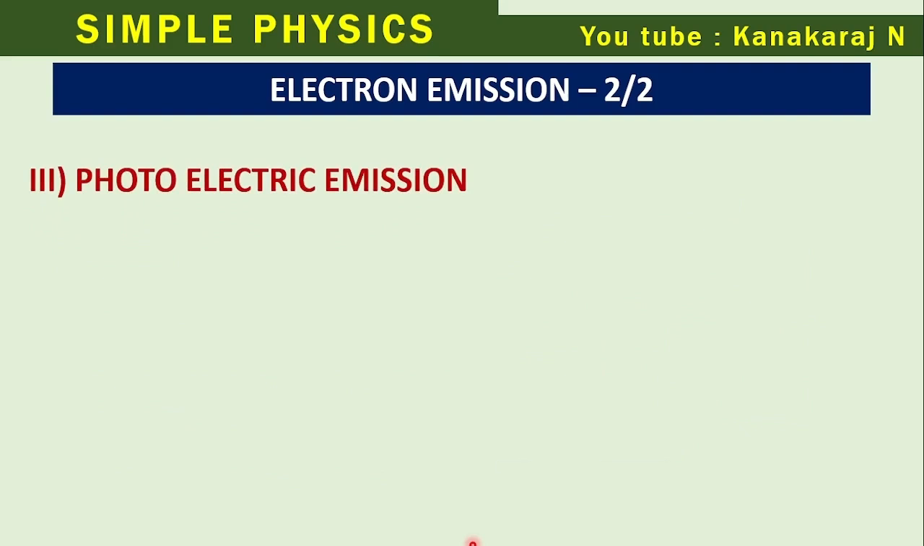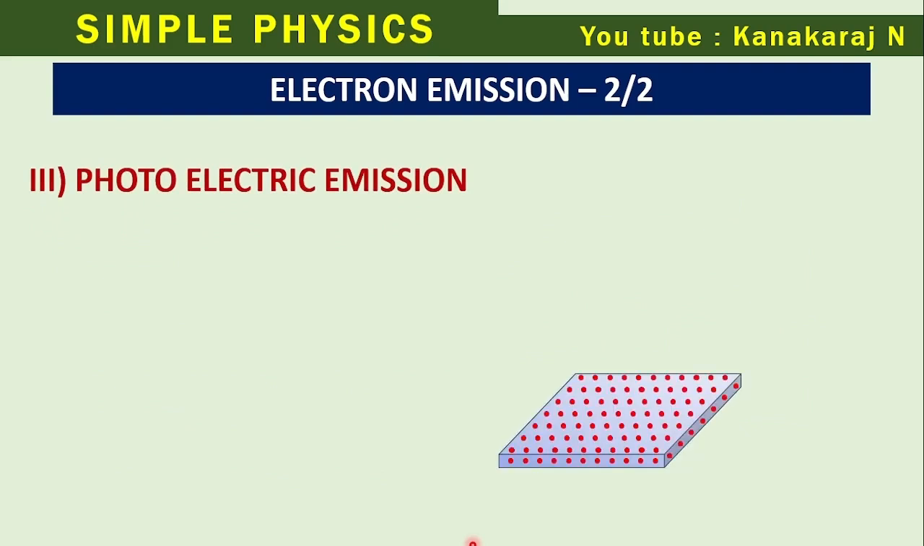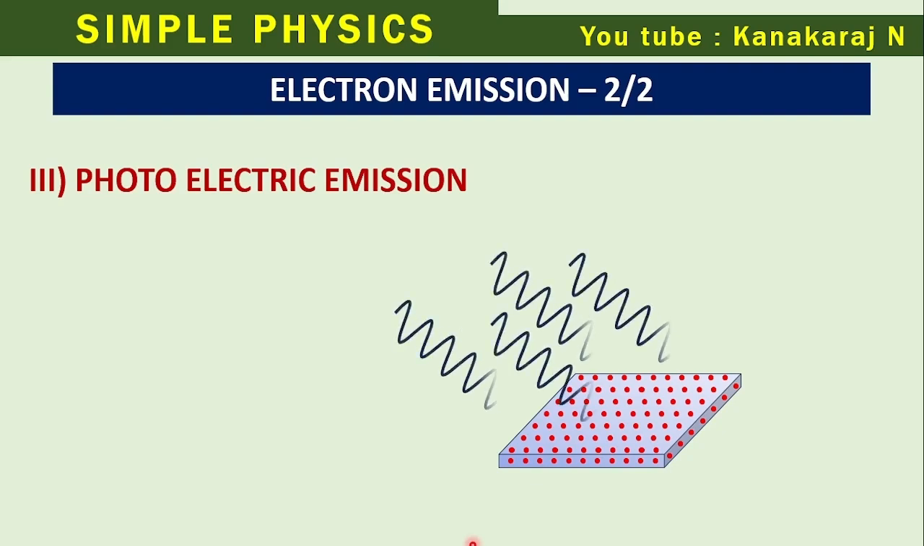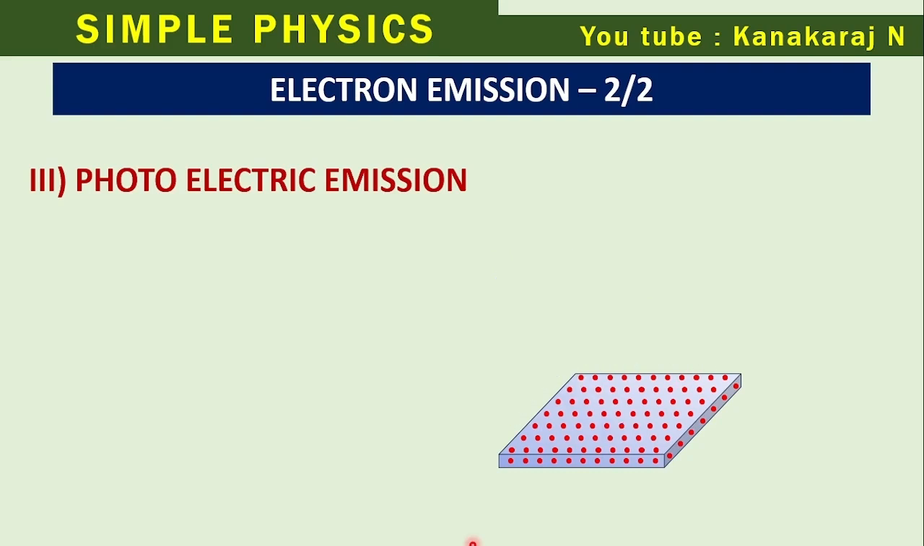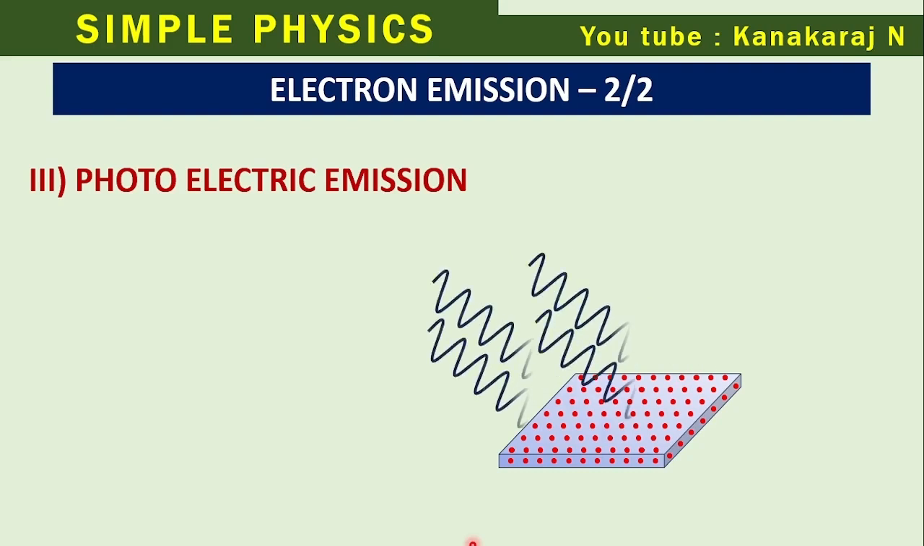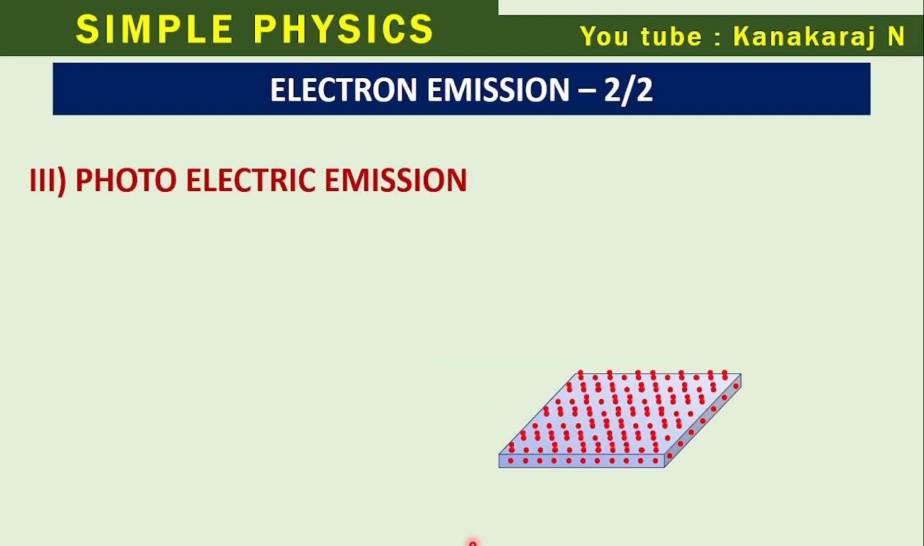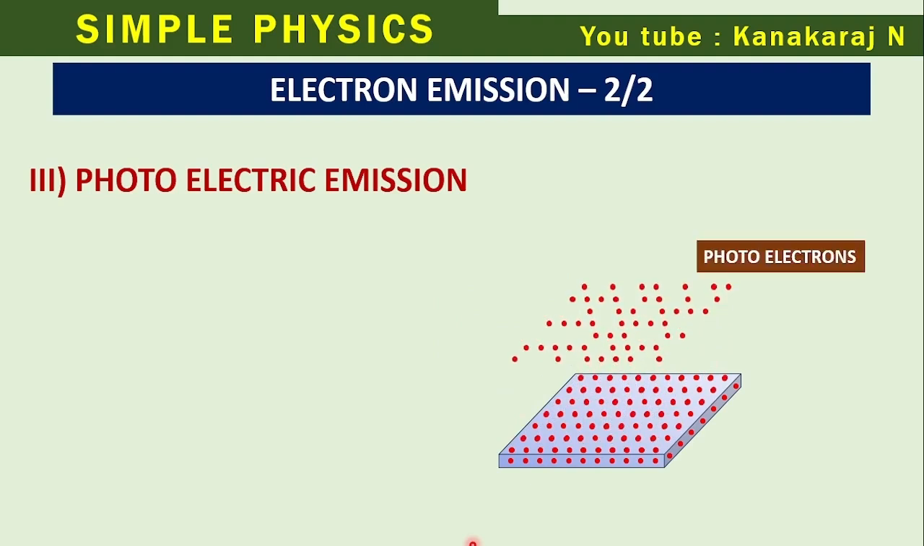Photoelectric emission. Here you have the metal with a large number of free electrons on the surface. They are under random motion. When we send light radiation of suitable frequency, if the energy of the photon is more than the work function, then the electron will be released from the metal surface. These electrons are called photoelectrons.